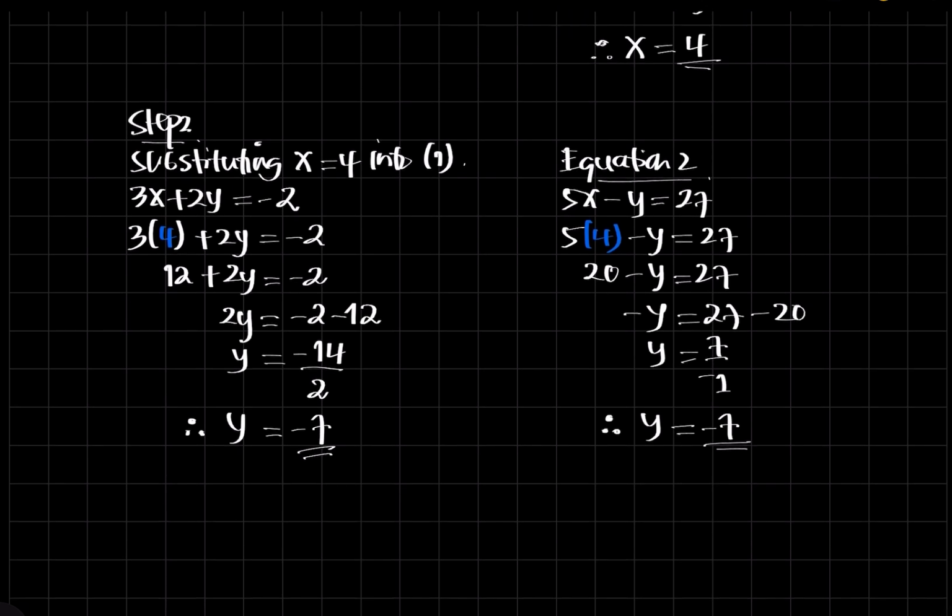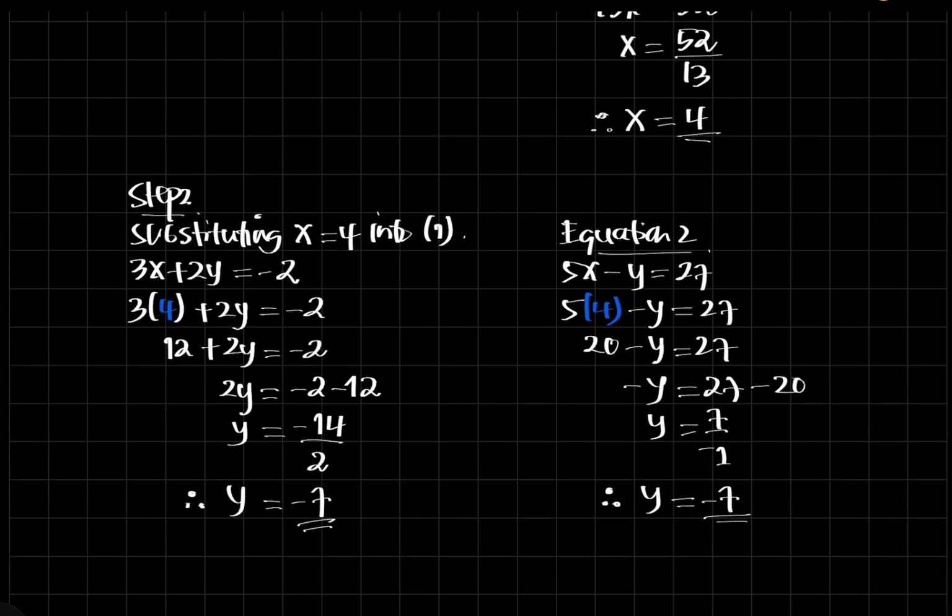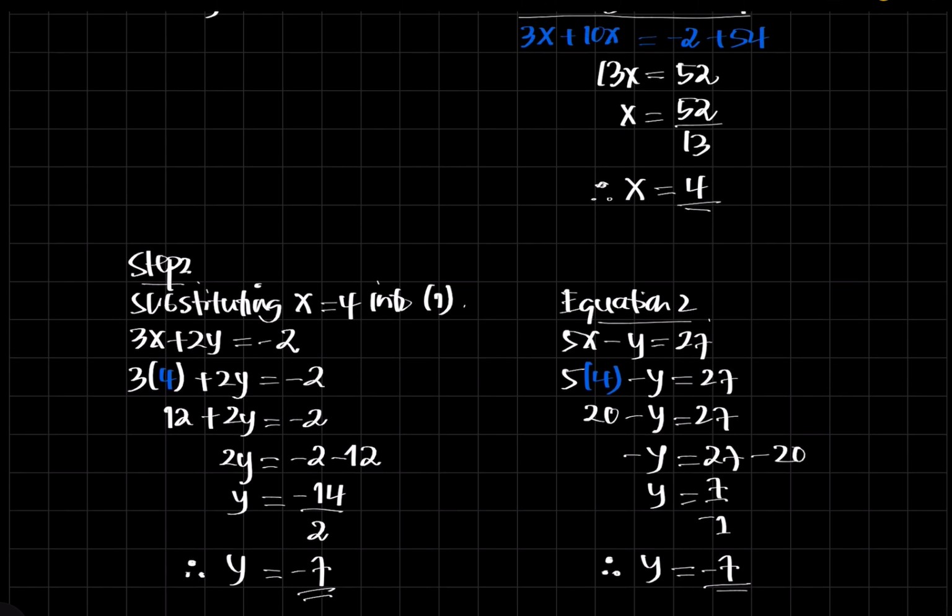I think that's very clear about simultaneous equations. I already covered the four methods: trial and error, graphical solution, substitution, and elimination. And I hope you guys will understand the whole topic of simultaneous equations in math.